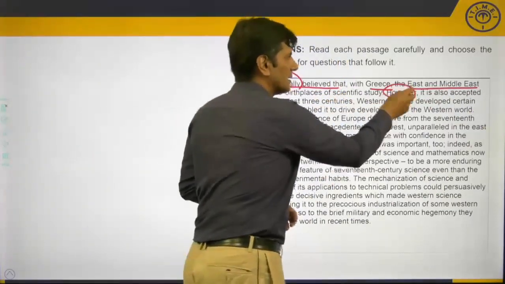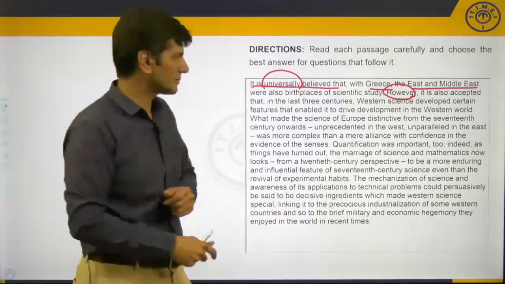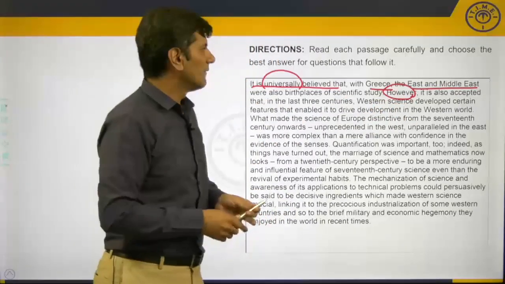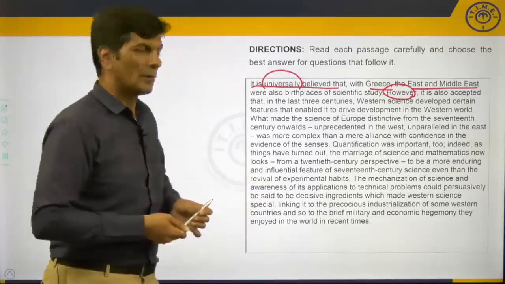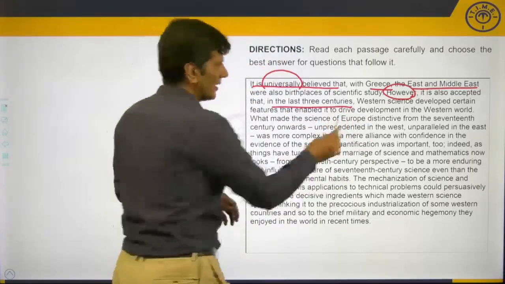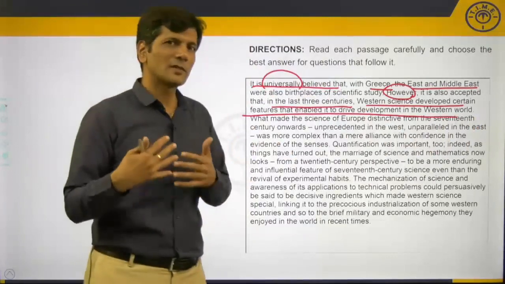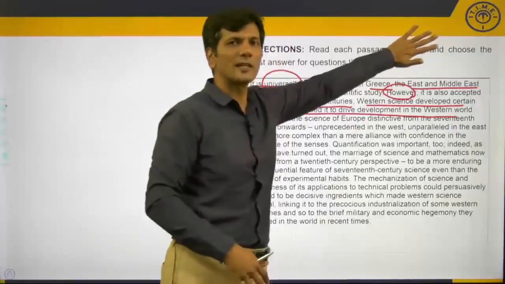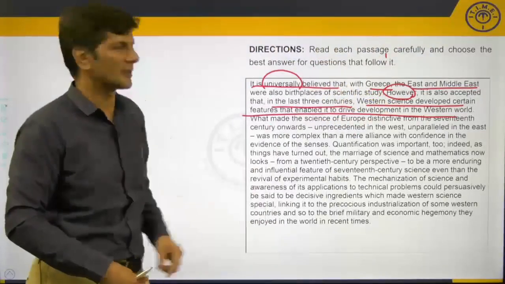However is a key word. Remember, a word like however is normally used when you want to bring in a thought contrast. However, it is also accepted that in the last 3 centuries, Western science developed certain features that enabled it to drive development in the Western world. Okay, now we are talking about things in the last centuries, how Western science has developed to drive scientific development in the Western world. So don't just restrict to these different geographies of the world. At least in the last 3 centuries, give some credit to the West.